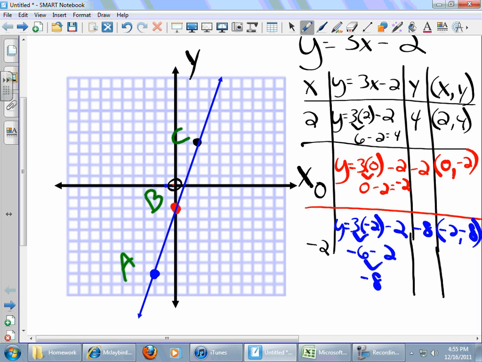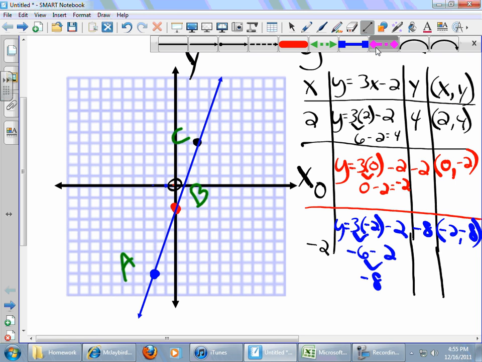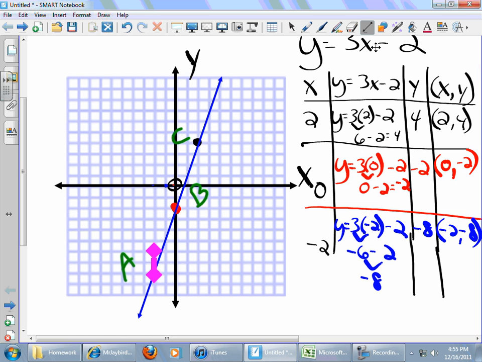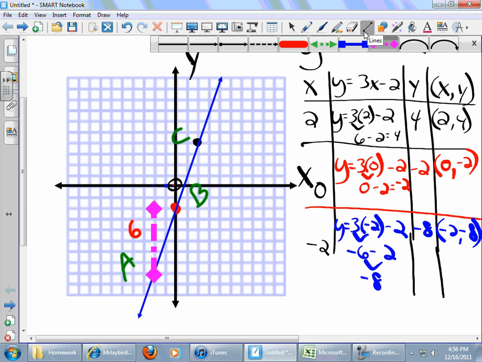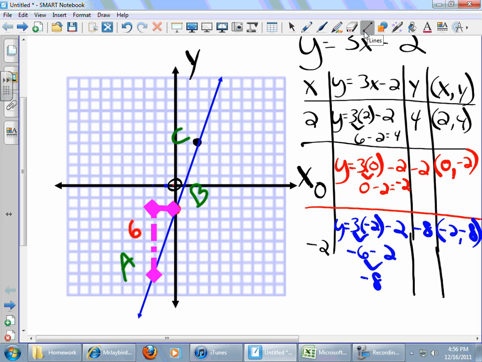That's something that we call the slope. What I'm going to do is go from A to B, and see how many spaces I have to move up and how many spaces I have to move over. So, for example, going from A to B, I'm going to have to go 1, 2, 3, 4, 5, 6. So that number is 6. And then I'm going to count how many spaces I need to go over. That would be 1, 2. That number is 2.